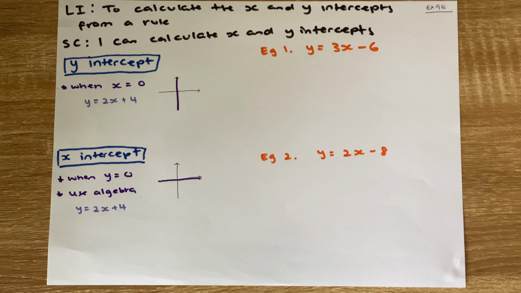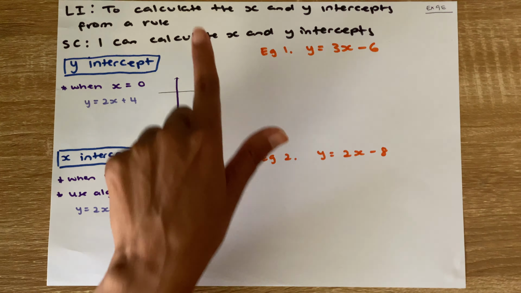Everybody, today we are going to be looking at calculating X and Y intercepts. So by the end of this session, we'll hopefully be able to, if we're given a rule, calculate what the X intercept is going to be and what the Y intercept is going to be. And once we've got the X and Y intercepts, we're then able to graph those intercepts. Okay, so let's get started.